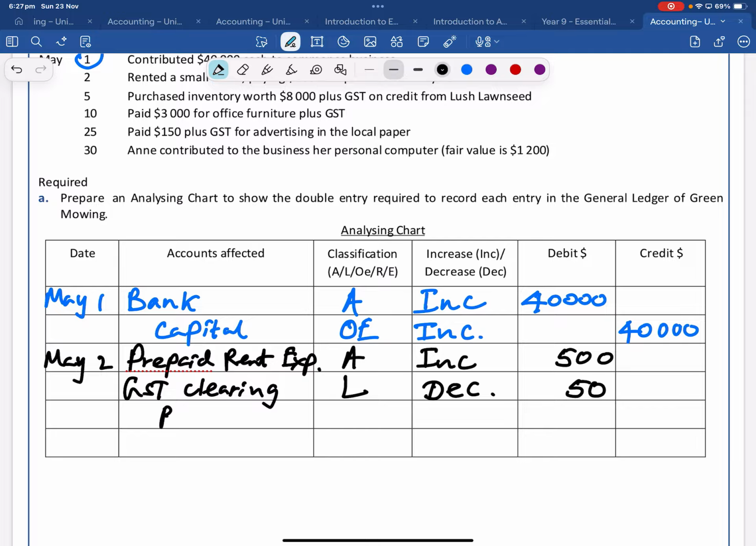Next one. Bank. What is it? Asset. Decreasing. 550.